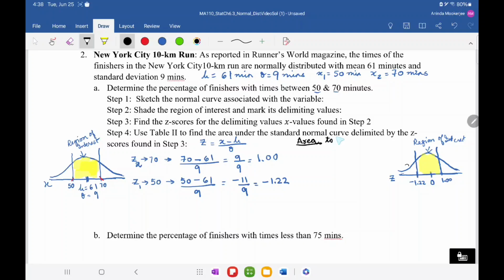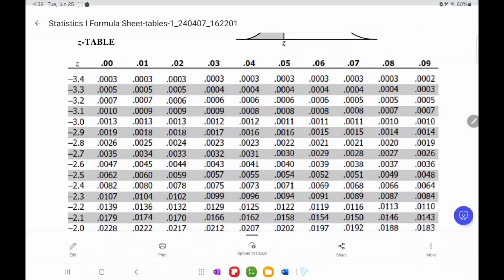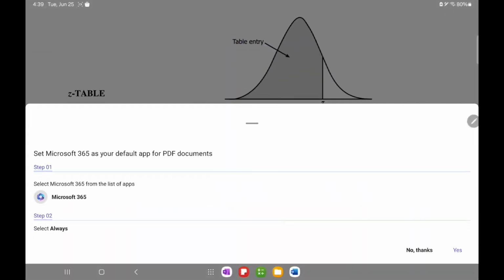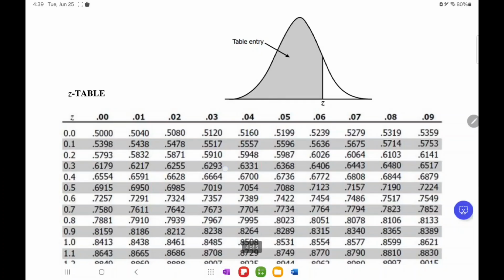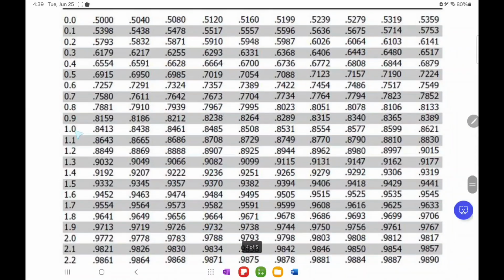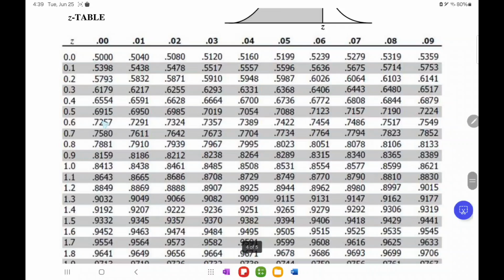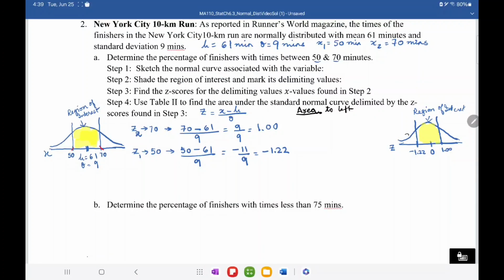So this is area to the left of 1.00. So 1.0 is a positive value, so I'm going to go to the positive section of the table, which is here, right? 1.00 z value has an area 0.8413 to its left. So I'm going to say 0.8413.